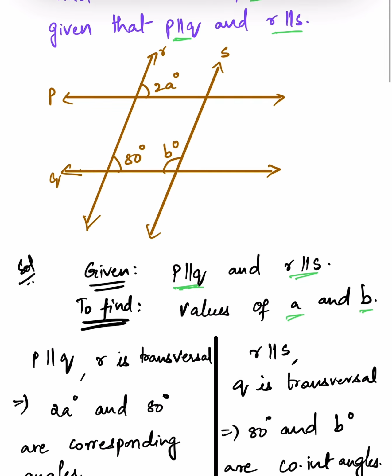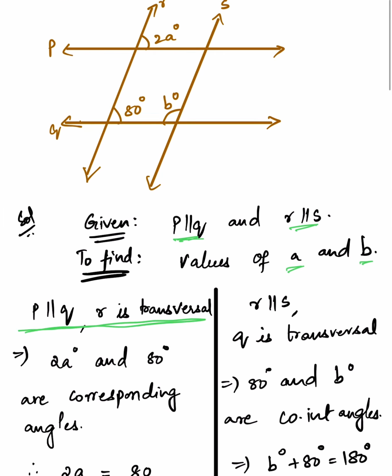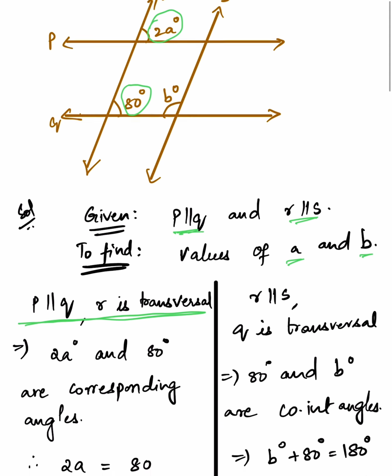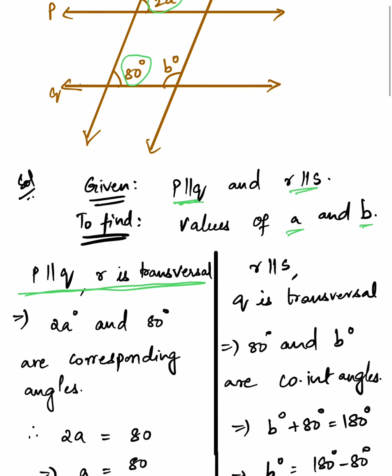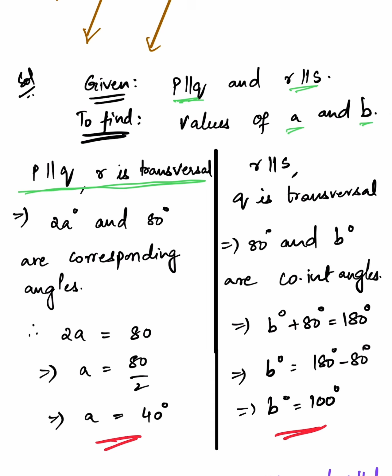Okay. First, let us consider the first set of parallel lines, P parallel to Q and R is transversal. So now 2A and 80, what will these two angles be? If P is parallel to Q and R is transversal, then these two angles will be corresponding angles. When a transversal intersects a set of parallel lines, the corresponding angles will be equal. So 2A is equal to 80, A equal to 80 by 2. So A equal to 40 degrees. So A is 40.